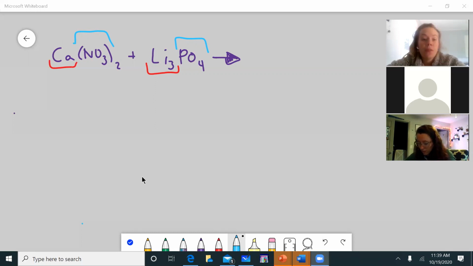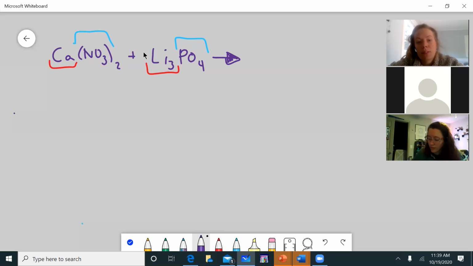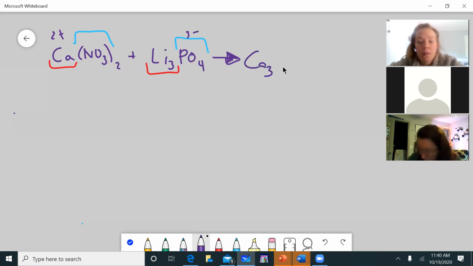So with this one, I gave you the first part and you've got to figure out what the potential products are. And I would say, hey, this is a double displacement reaction. So you're going to take the metal from the first one and combine it with the non-metal from the second. So that's going to be calcium phosphate. Now calcium has a 2+ charge and phosphate has a 3- charge. So I have to take that into account. So calcium is going to get the 3. The phosphate is going to get the 2.